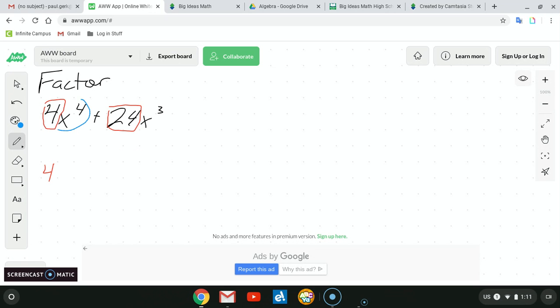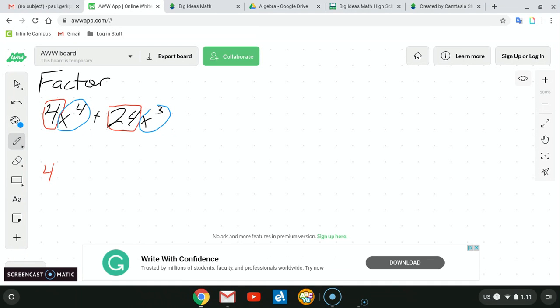And now we need to find the GCF of our variables. So remember the little trick we just used, from the previous video? X to the fourth, x to the third. Whichever one is smaller is our GCF. So which one's smaller, x to the fourth or x to the third? X to the third has the smaller exponent. So that's going to be our GCF of our variables. So we've got 4x to the third as our GCF.